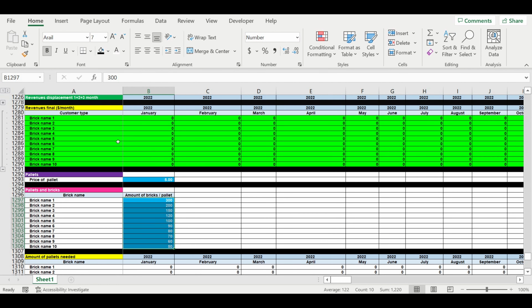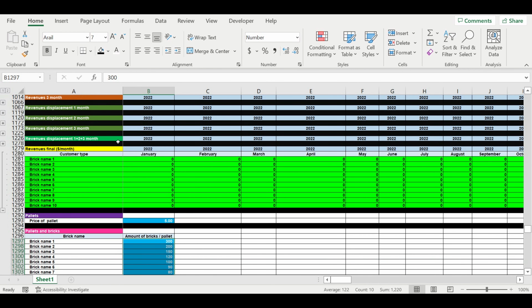For example, clay expenses, direct expenses are linked to the amount of bricks, different types of bricks that we produce, and electricity expenses are linked to the amount of hours that our production line is working. So when you create a financial model, you have to be very attentive to link direct expenses to the right parameter, to make them calculated the right way.